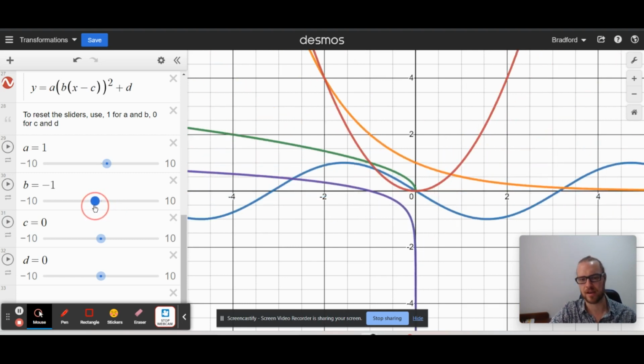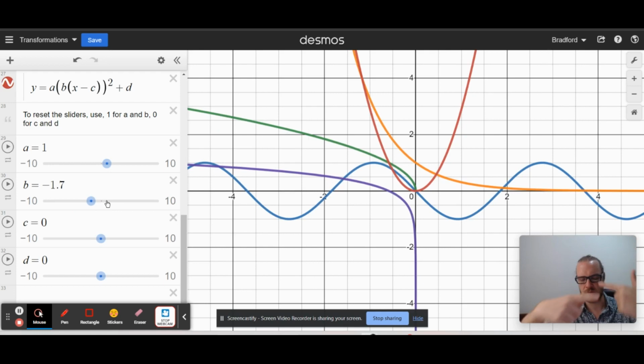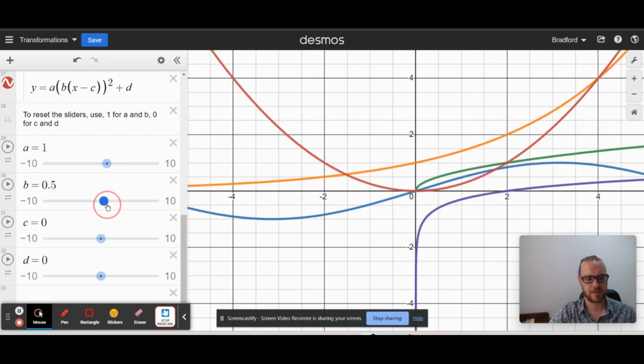And again, if we go negative, we simply take all of them and flip them, right? This time, however, we're not flipping them vertically, we're flipping them horizontally. So it is a reflection in the y-axis.